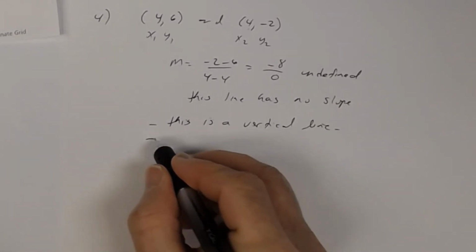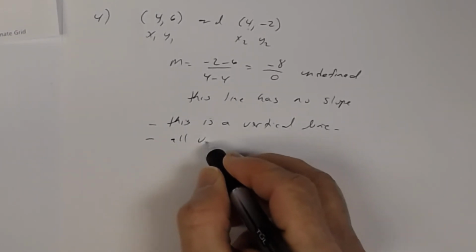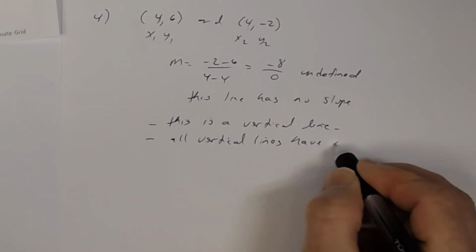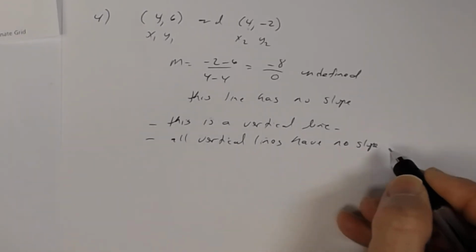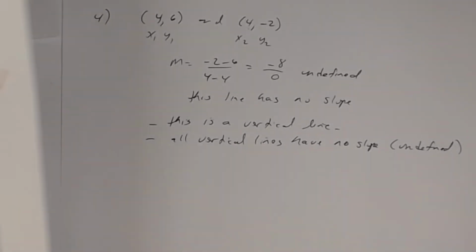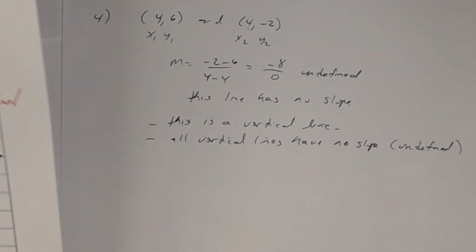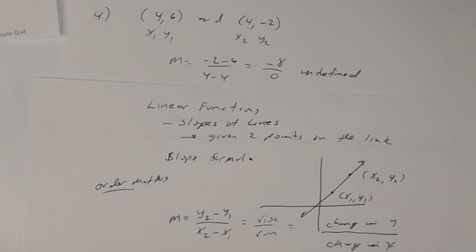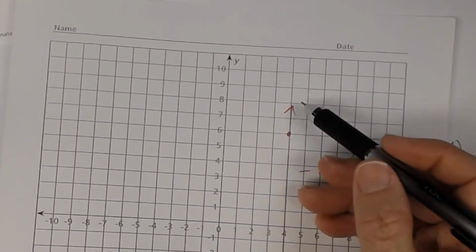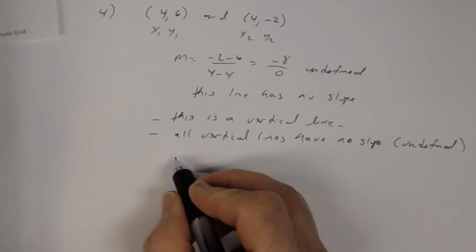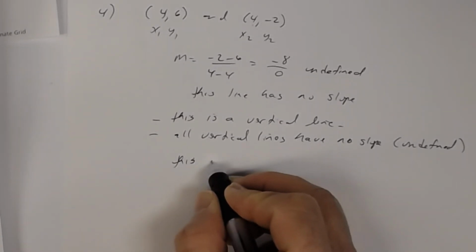So remember what you learned in the past was that all vertical lines have no slope, which means that it's undefined. Okay? All right, now, here's the thing I want to remind you. Remember, we're talking about linear functions, right? Well, remember, this vertical line fails the vertical line test. So I want you to remember that this is not a function.